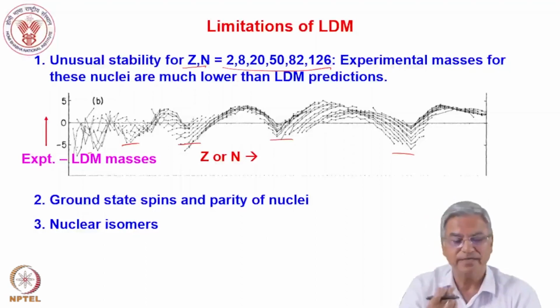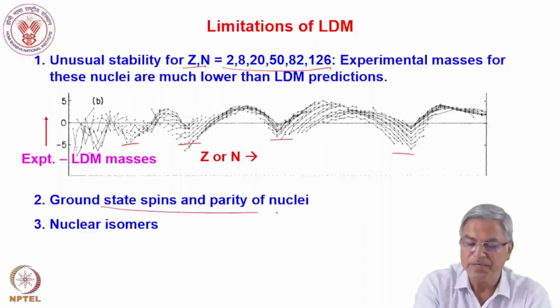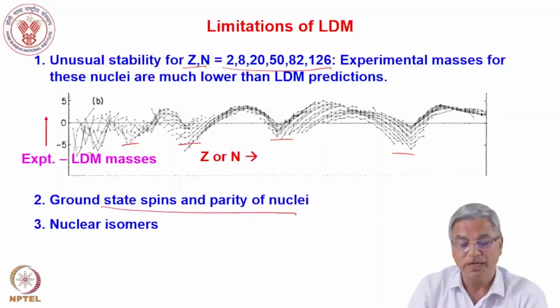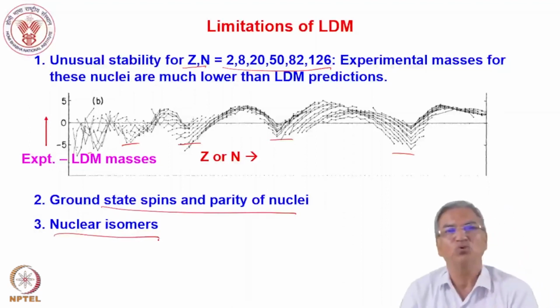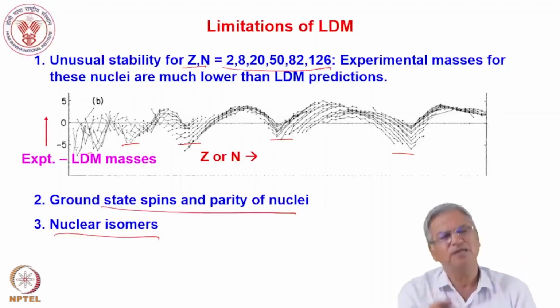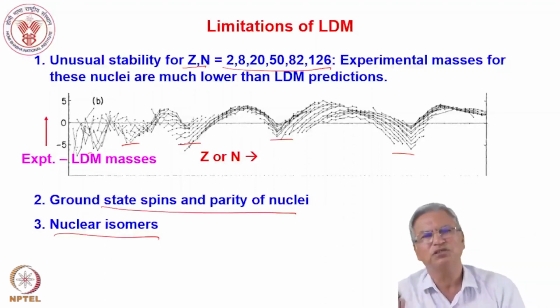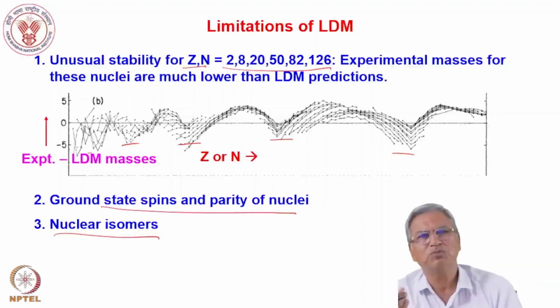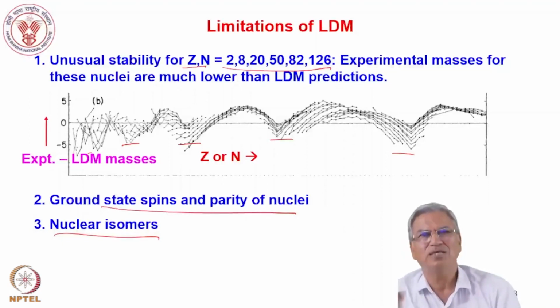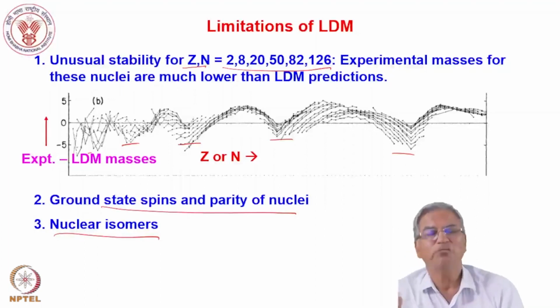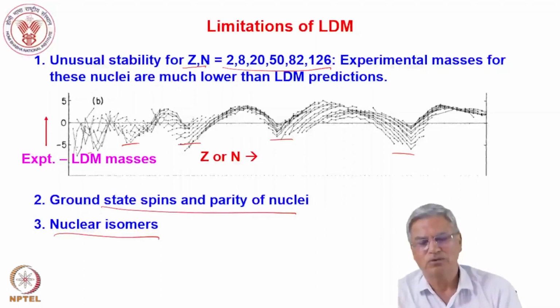In addition to that, the ground state spin and parity of the nuclei also cannot be explained by the liquid drop model, and the existence of nuclear isomers also cannot be explained by it. There are in fact many other things which we will discuss later on. They are difficult to explain in terms of the liquid drop model. So we'll discuss this all in the shell model in the next lecture, how the shell model can take care of many of the limitations of liquid drop. I'll stop here and discuss the shell model in the next lecture.